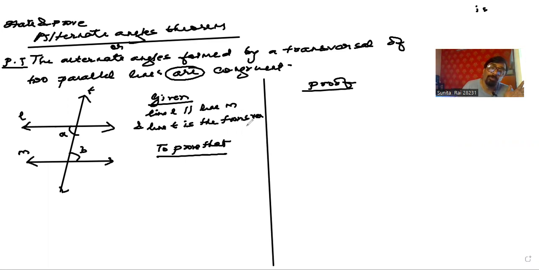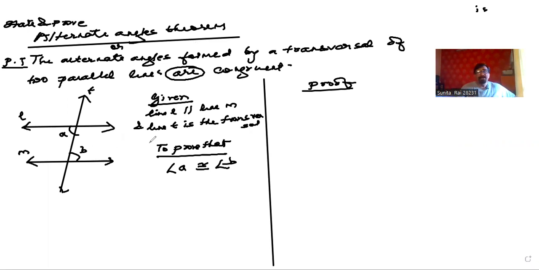And what do you want to prove? The alternate angles formed by a transversal of two parallel lines. Can you see I marked the alternate angles? I want to prove angle A is congruent to angle B. How will we prove A congruent B?